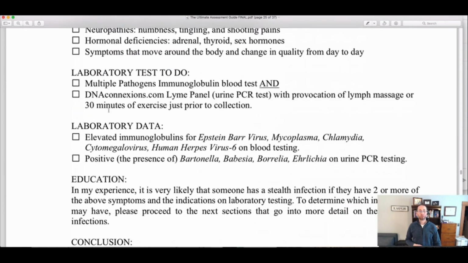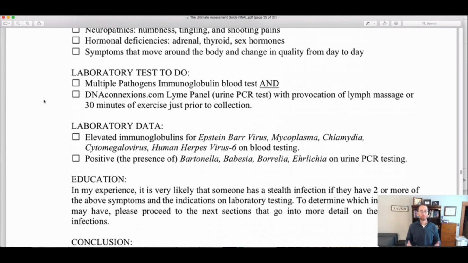And then the tests to do are going to be the multiple pathogen immunoglobulin blood test. That's looking at a lot of the viruses, and it's a serology test, so it's looking at the immune system's reactivity to these bugs. You want to do the DNAconnections.com test too. So the Lyme panel is a urine PCR test. That test is the only test that's not found at orderlabs.fixyourfatigue.org. Now that Lyme panel does need to be provoked with either a lymph massage or 30 minutes of exercise just prior to collection.